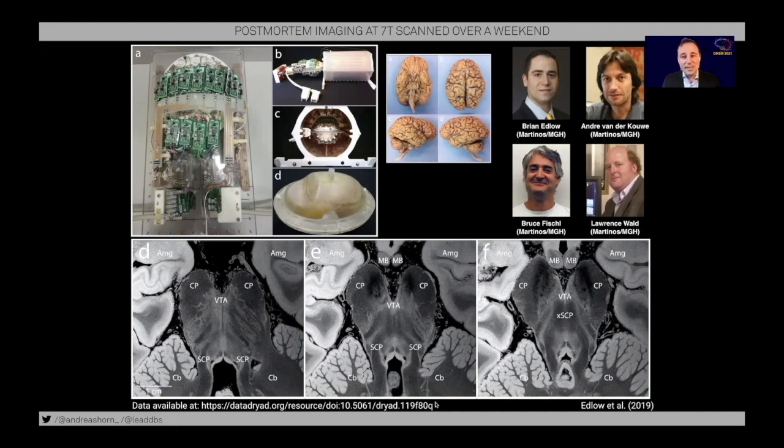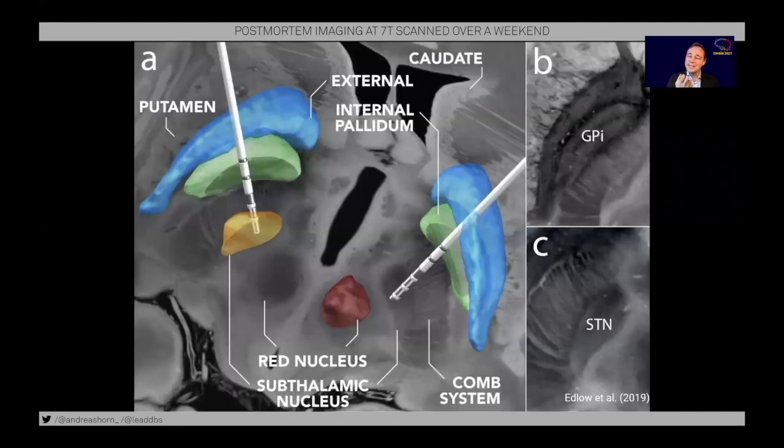And it can now be used as a like optimal definition of anatomy of this region. So this is the integration of that scan into our software Lead-DBS, where we can now look at electrode placement relative to such a reference scan with all these details in between these small structures.